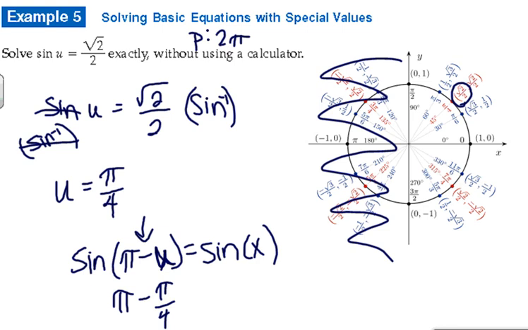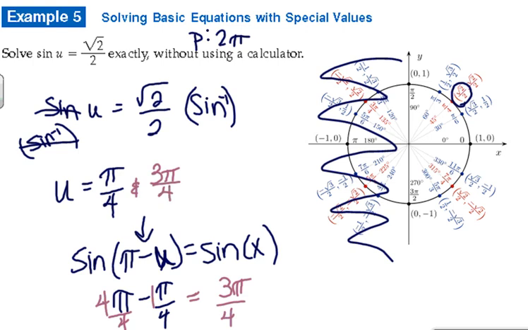Now here's where your fraction skills come into effect. Since our denominator is 4, we're going to have to use 4 as our denominator. If we do it to the bottom, we do it to the top. So what is 4 pi minus 1 pi? We get 3 pi. And when we subtract fractions, the denominator doesn't change, so we have 3 pi over 4. So we know u is pi over 4 and 3 pi over 4.